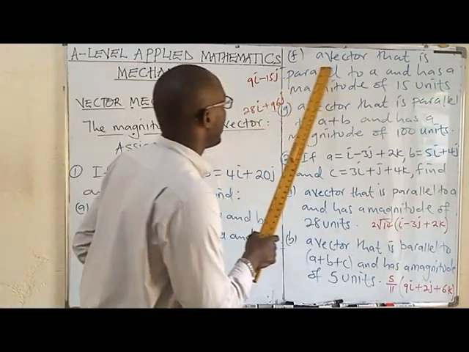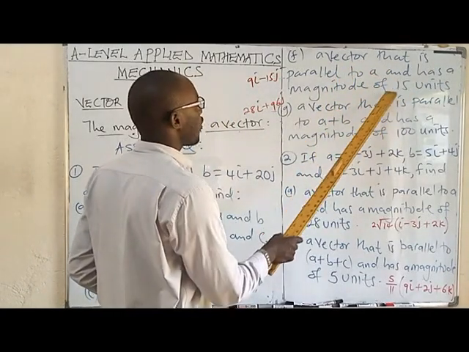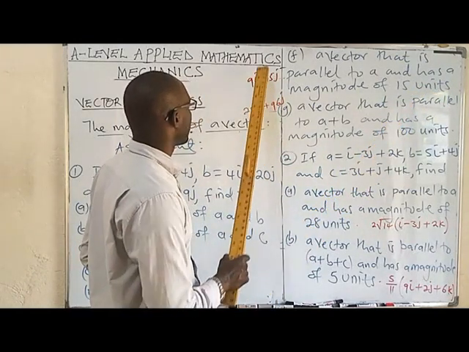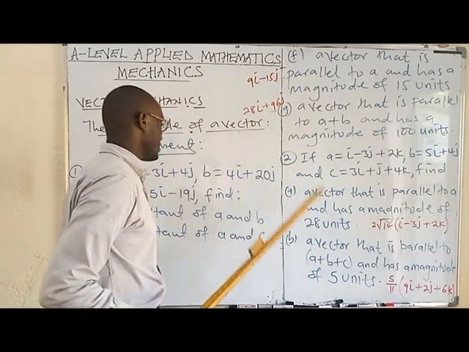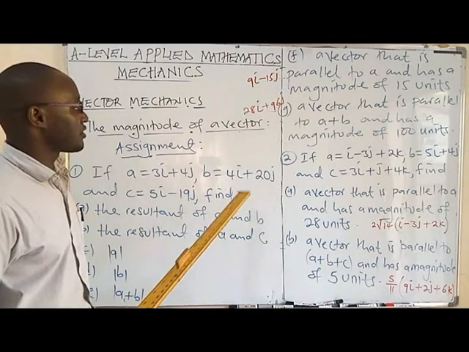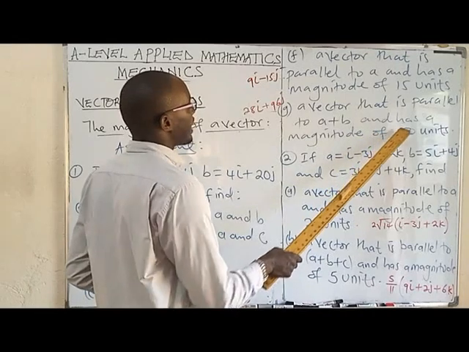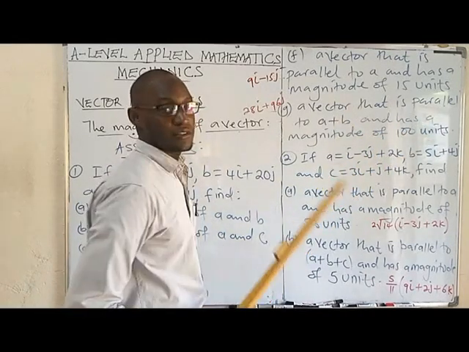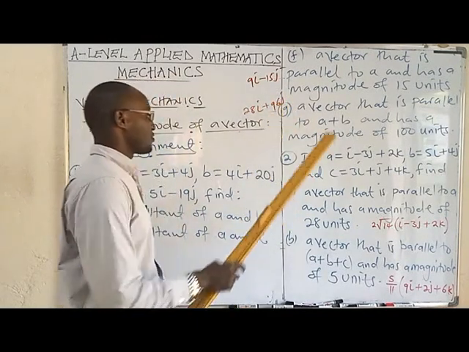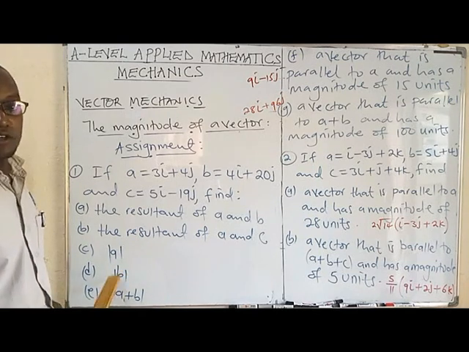Then part F, a vector that is parallel to A and has a magnitude of 15 units. The answer is given here as 9i minus 15j. If you get it, then what you have calculated here will also be correct. Next, a vector that is parallel to A plus B and has a magnitude of 100 units. I've also given it to you here: 28i plus 96j. These are very simple, so I've not quoted the answers for the others.